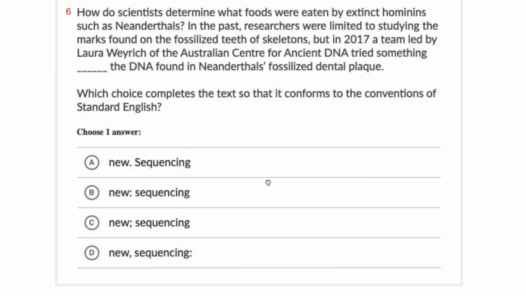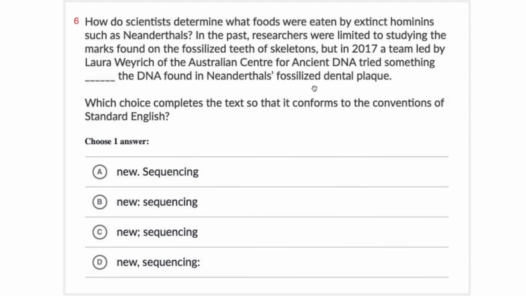Number 6. How do scientists determine. And this is definitely going to be a boundaries question. Before we even go any farther, I'm going to go ahead and say that we can eliminate two options. Which two options are those going to be? Answer choices A and C. And the reason for that is this. When that's the only difference, period, uppercase, semicolon, lowercase, you can get rid of both of them. And I made a video about that called semicolon equals period.